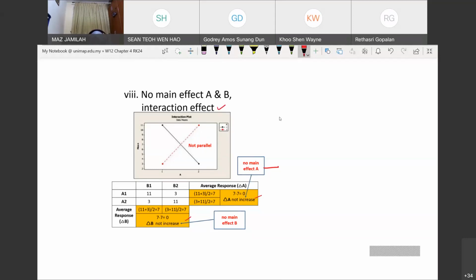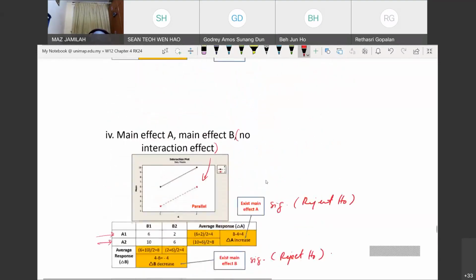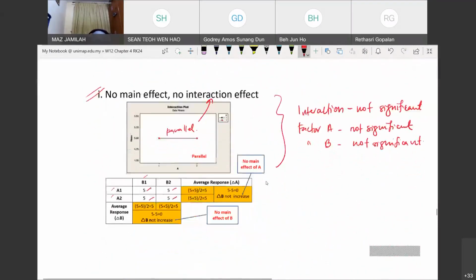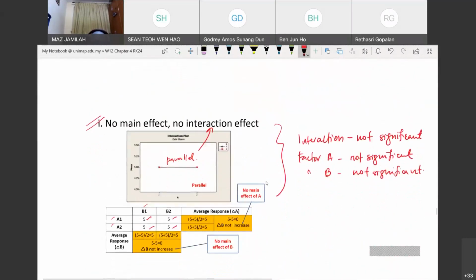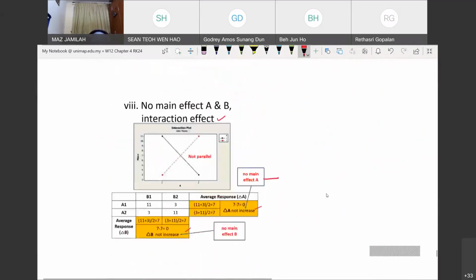Okay, class. Do you have any question based on the discussion of the interaction plot and how we can find the main effect and the effect of the interaction? Class, please remember this particular concept could be asked to you conceptually or using calculation. So please make sure you know how to find the average response for each of the factors and how to plot this particular interaction plot.